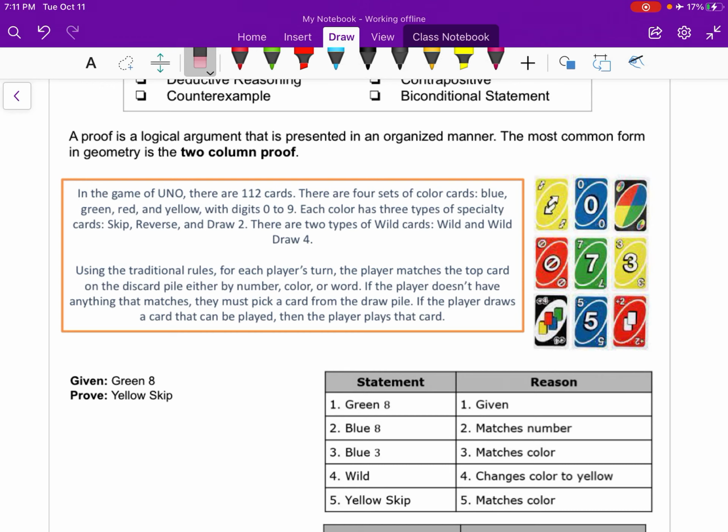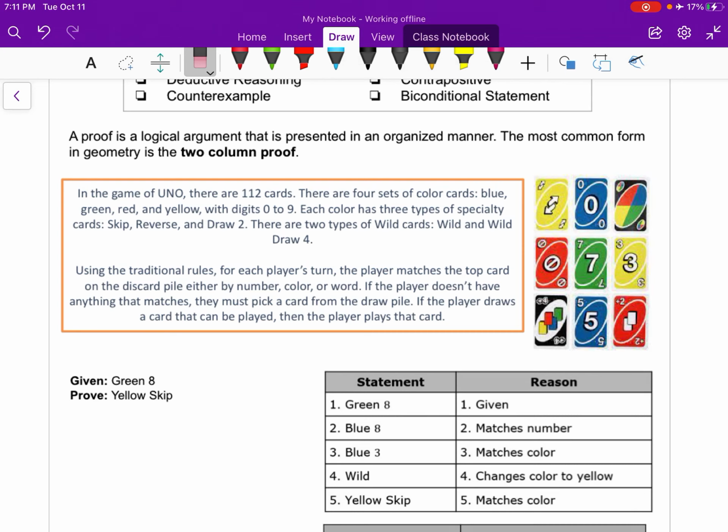In addition to this, there are also 2 types of wild cards. We have a regular wild card that changes the color, and we have a wild card that also makes you draw 4. So using the traditional rules, for each player's turn, the player matches the top card on the discard pile either by the number, the color, or the word, if it's a specialty card. If the player doesn't have anything that matches, then they must pick a card from the draw pile. But if the player draws a card that can be played, then the player must play that card.